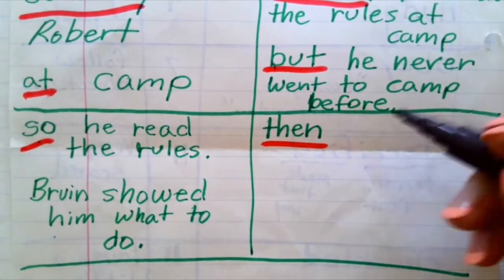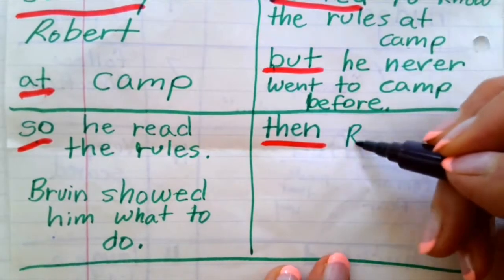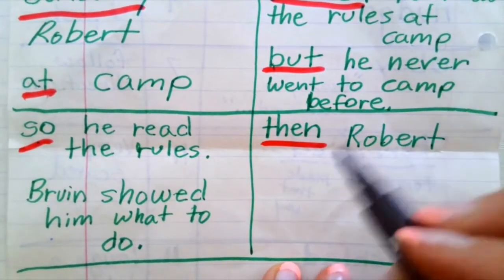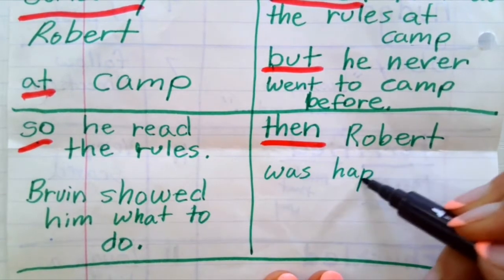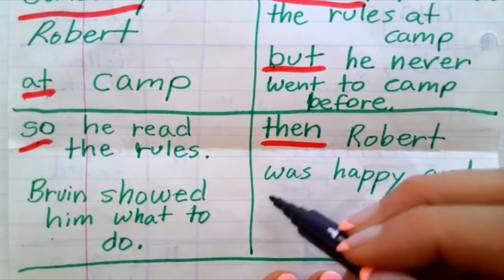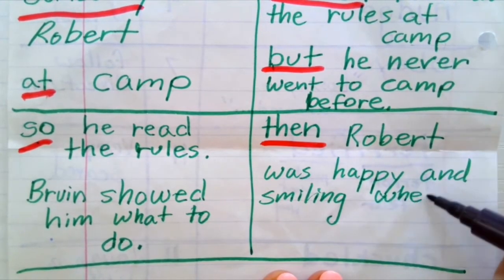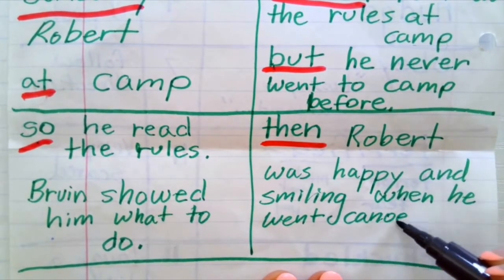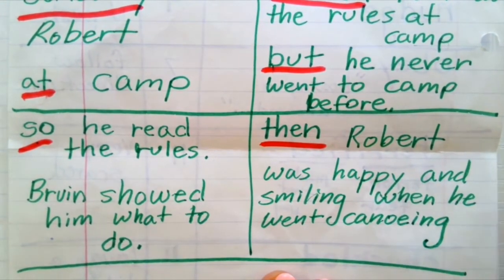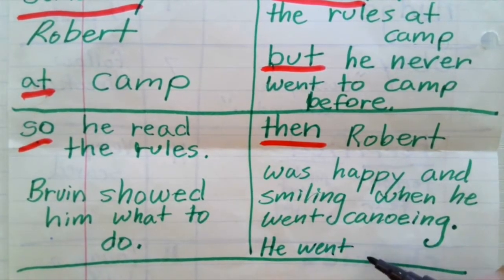Then what happened? What was Robert doing when he was being shown how to paddle the canoe? Robert was, how was he feeling? Happy and smiling when he went canoeing. And then what did he do at the end? He went to go do what? He went.